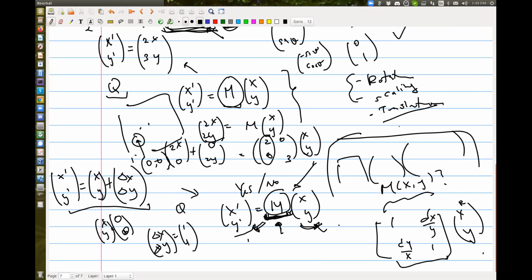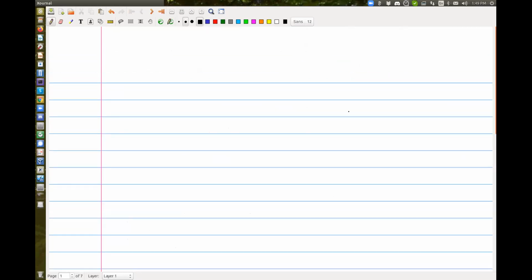What we are going to do is introduce something known as the homogeneous coordinate instead of the Euclidean coordinate. What it does is very simple. I have x, y, and I put a 1 here to append to my vector. So instead of 2D, it becomes a 3D vector.